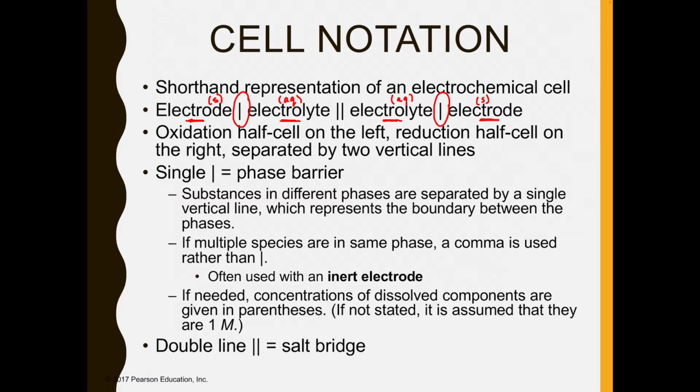Okay. Usually what will happen is if we have a comma, then you'll also have an electrode that goes with it. This would be like an inert electrode, like platinum. We'll get into a little bit more of that in a little bit. And then we have our double line in the middle. That is going to be our salt bridge. Okay, and it's used to kind of look like a salt bridge. So that will be in the middle. We have our oxidation on the left, reduction on the right.